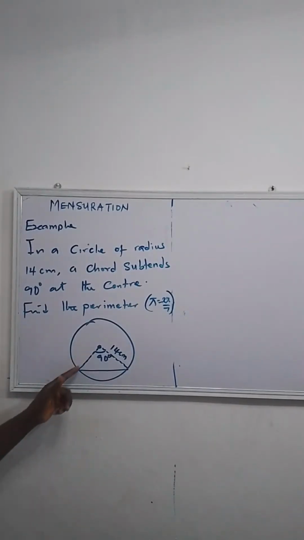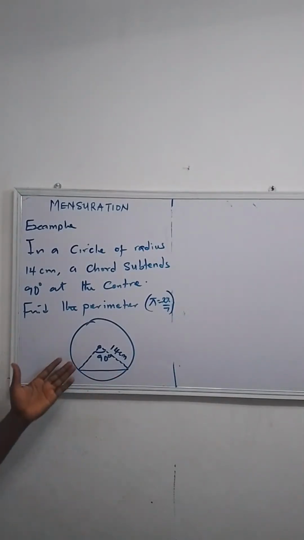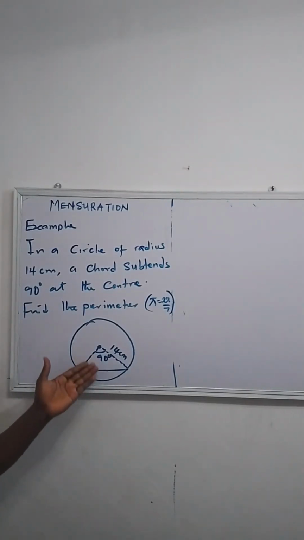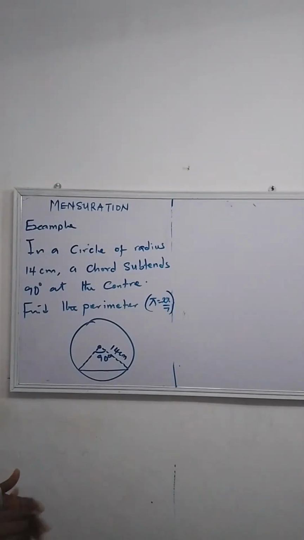Okay, so now, since we have all this information, what is the perimeter? The perimeter of the sector. So how do we get that? To get the perimeter of the sector is very simple. You can just use 2r plus L, where L is theta over 360 times 2 pi r.